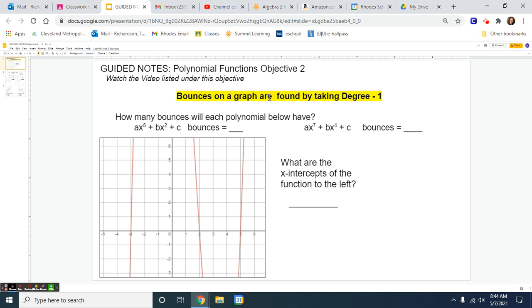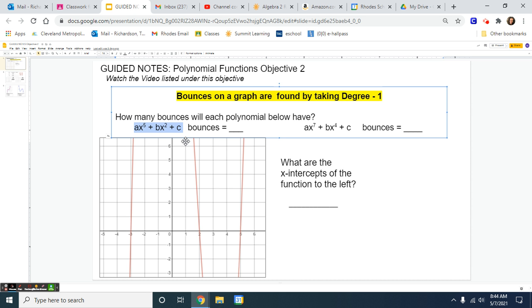So in yellow, I'm telling you that you find the bounces by taking your degree and you subtract 1. This is always the equation for bounces, degree minus 1. So if I give you an equation that looks like this, and I'm saying, how many bounces would this graph have? The first thing you need to ask yourself is what is the degree? You need to know what the degree is. So degree, by definition, is the largest exponent. So when I look at this problem, what is the largest exponent that I see? It is 5.